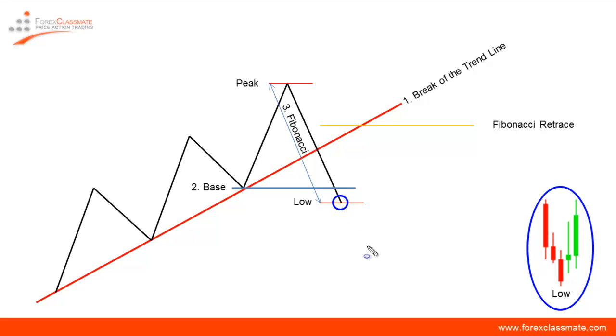So now what we're looking for is we're looking to draw our Fibonacci's, okay? And we're going to draw the Fibonacci's from the peak, which is the last high point, down to where the low point is now formed. And then we're going to look for our entry point. And the entry point is going to be a test of the back of the trend line or a Fibonacci retracement level.